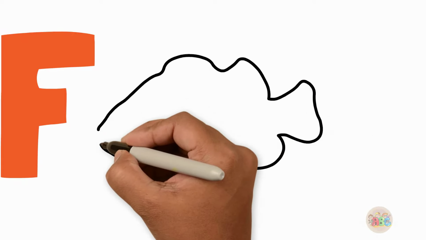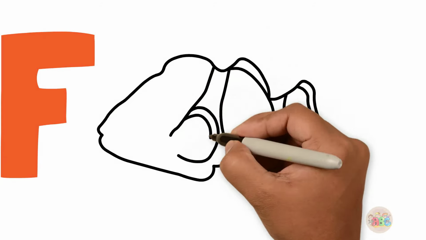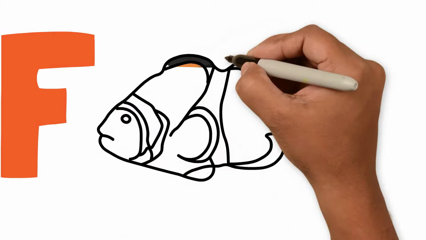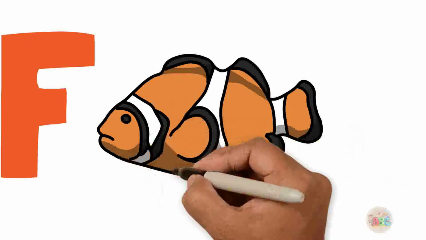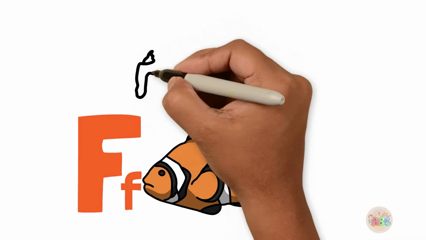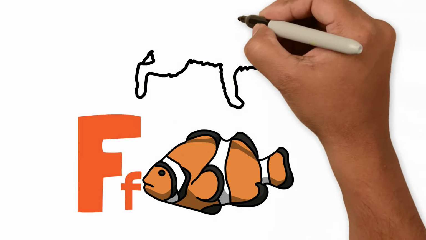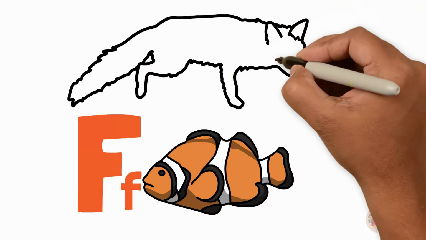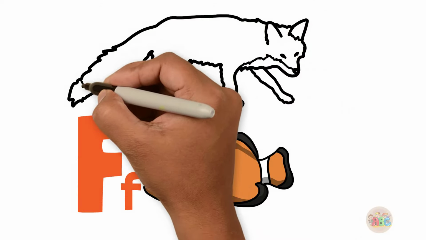F. F is for fish. Fish. Again say with me. F is for fox. Fox.